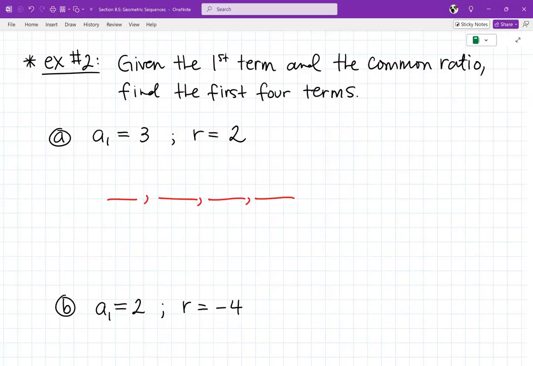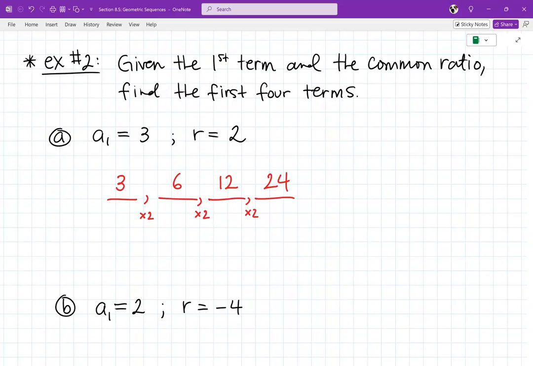So A sub 1 is 3, R is 2, they tell us. So the first term is 3. To get to the next term, I have to multiply by my common ratio. Notice I have to multiply by 2 over and over again. So 3 times 2 is 6. 6 times 2 is 12. 12 times 2 is 24. And I'm done. Just multiply by your common ratio.